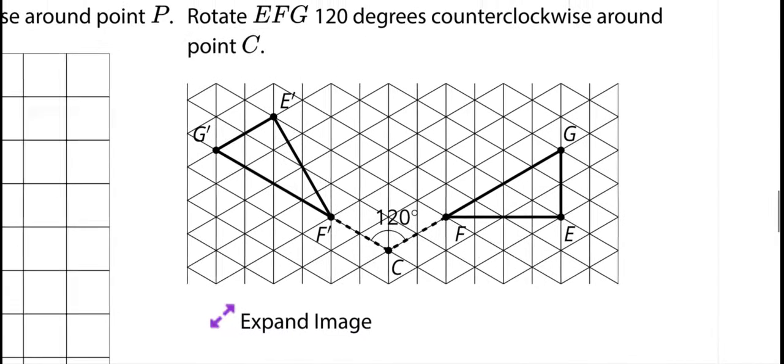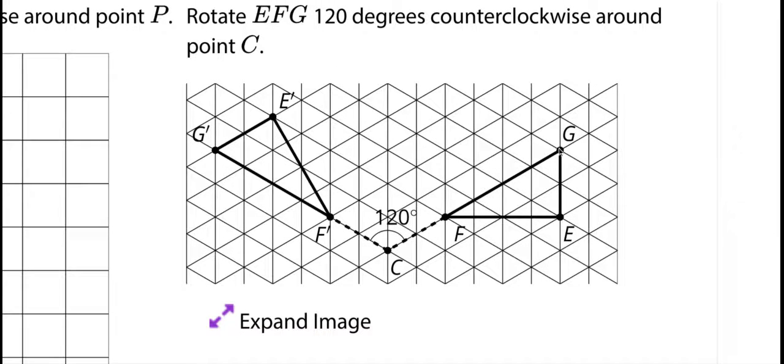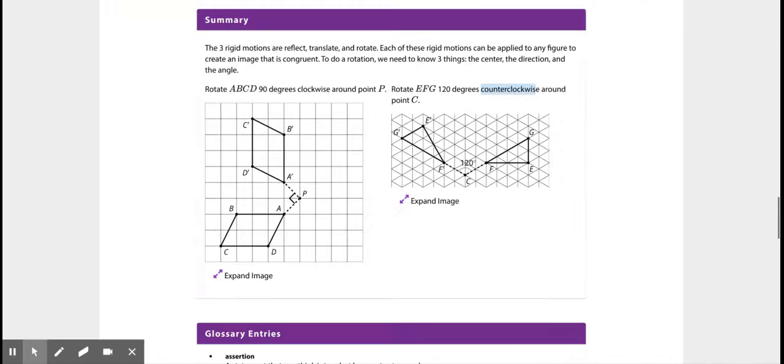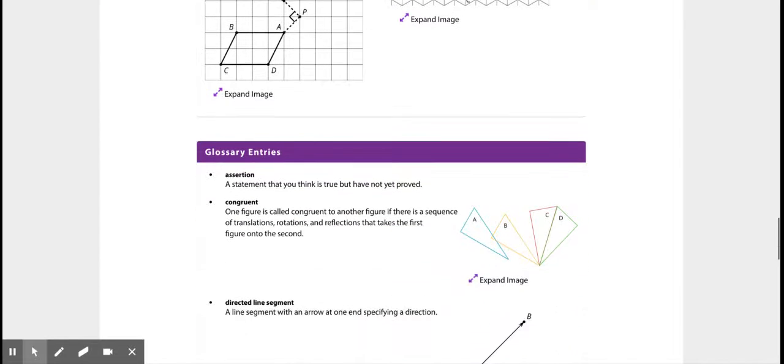And with this one, if I had shape E, F, G, and they needed to rotate it 120 degrees to this shape, E prime, F prime, G prime, I'm moving it over to my left. So if you think about a clock face, if I move it over to my left, that's going to be counterclockwise. So F to C to F prime, 120 degrees. If I expanded it, G to C to G prime, also 120 degrees, and then E to C to E prime, also 120 degrees.